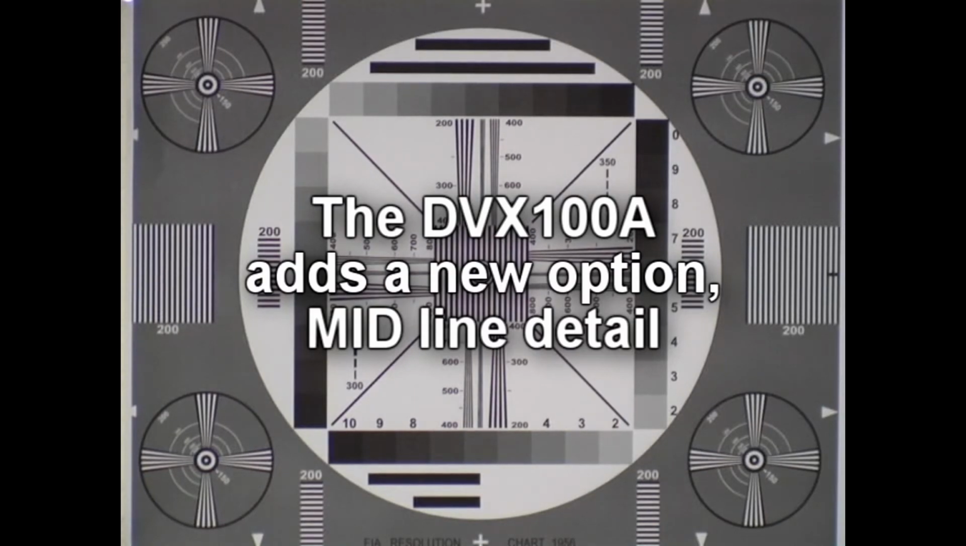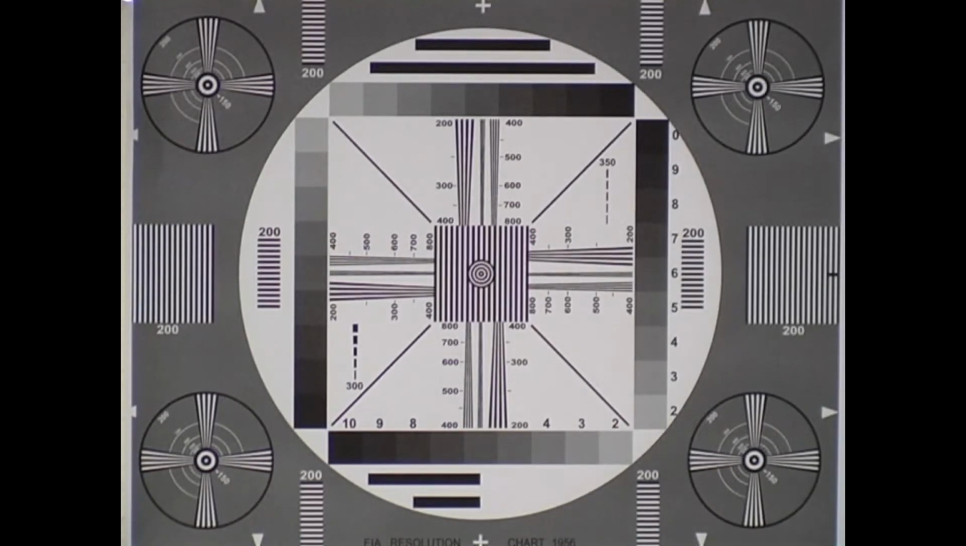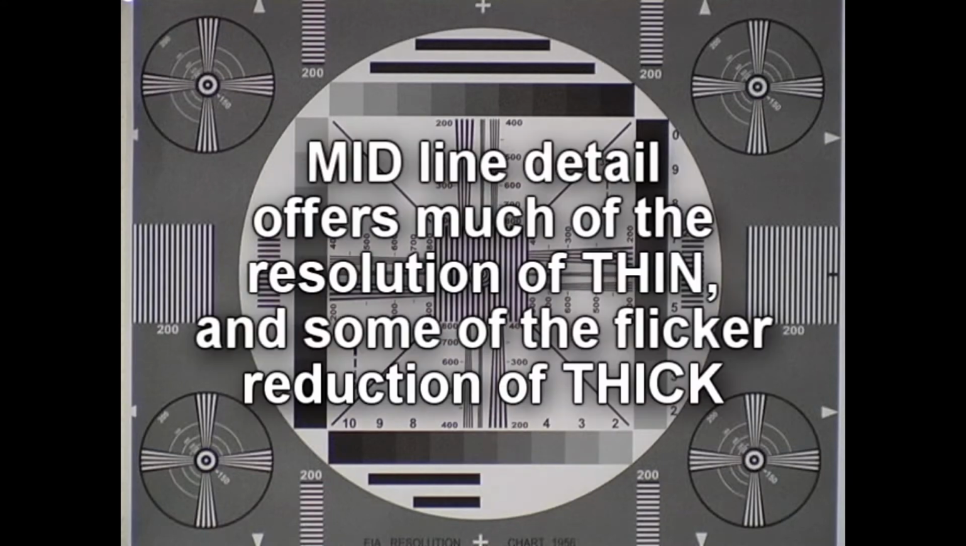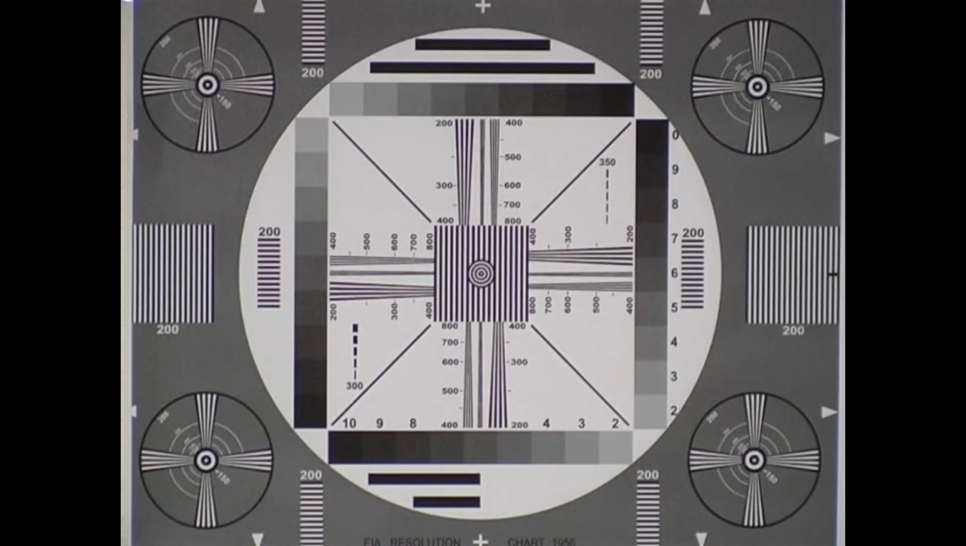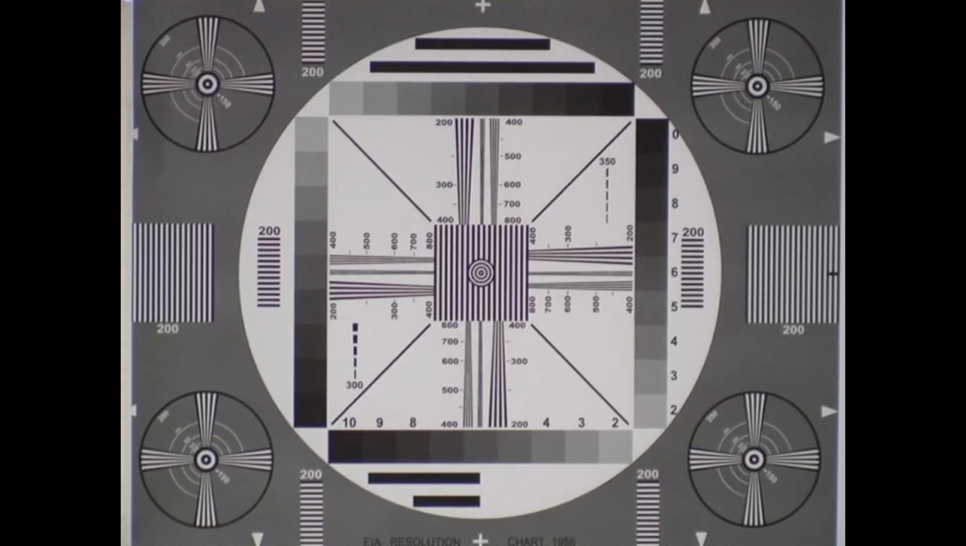DVX100A adds a new option called mid. What mid does is retain a lot of the resolution of thin line detail, but reduce the flickering a little bit. There's more flickering here on thin than there is here on mid. It's still a compromise, and you might find mid appropriate in scenes where the thin offers a little bit too much flicker. You'll get a little more resolution with thin.